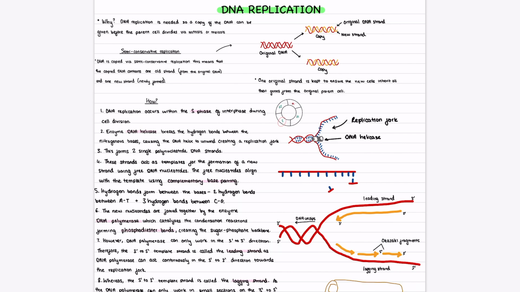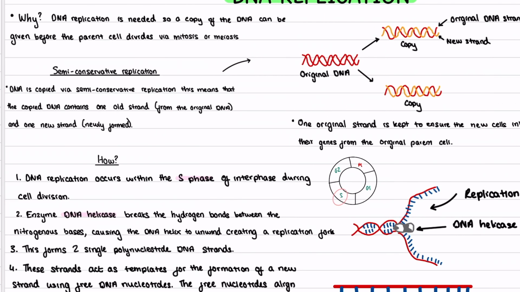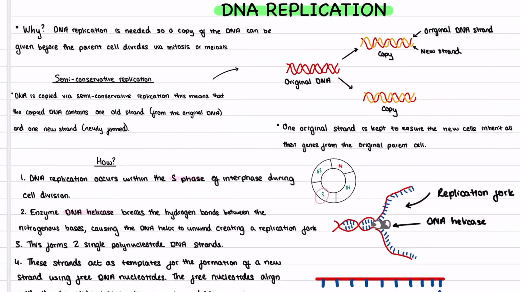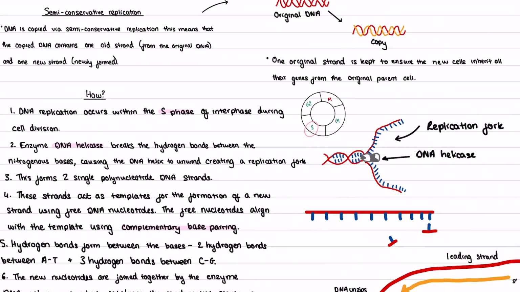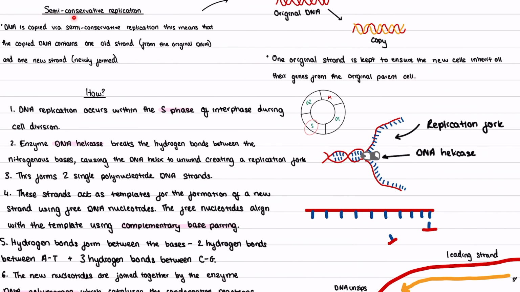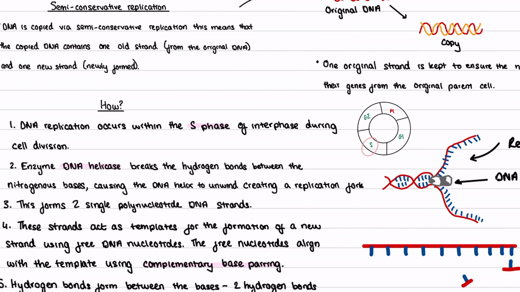So, DNA replication is needed in order to make a copy of the DNA to give to daughter cells via mitosis or meiosis. It is like having the original copy of a recipe. You don't want to be handing out the original in case it gets damaged, so you give out copies. Similarly, the parent cell always has the original. DNA replication is known to occur in a semi-conservative manner, which means that the copied DNA contains one old strand from the original DNA and one new strand which is newly formed.